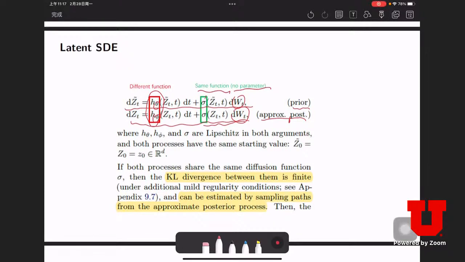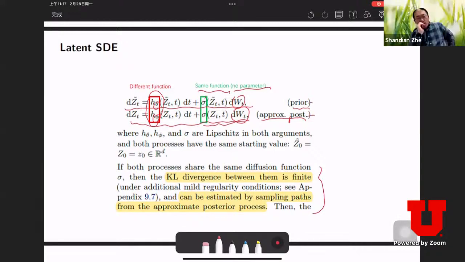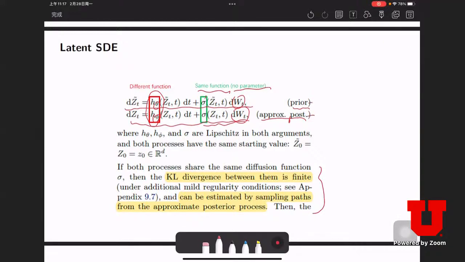I think you can see this paragraph. I think it's to compute the divergence, the distance between the prior process and the approximate. That's just for computational convenience, right? Yeah, I think so.